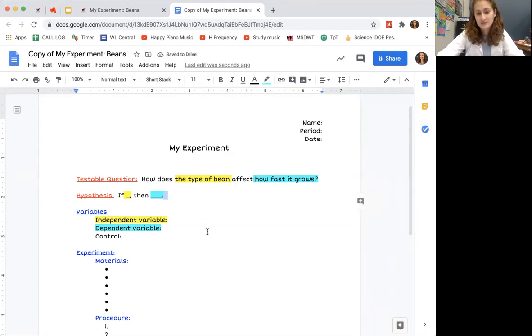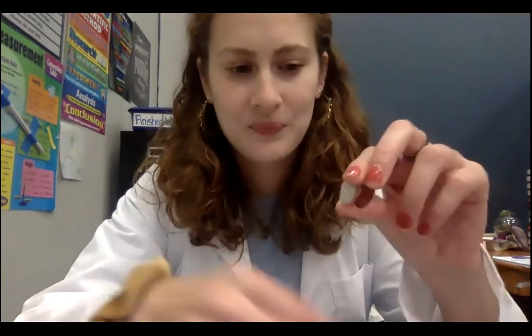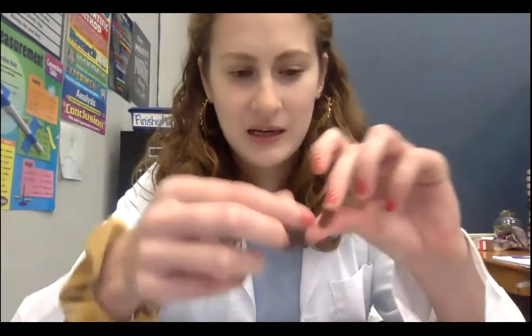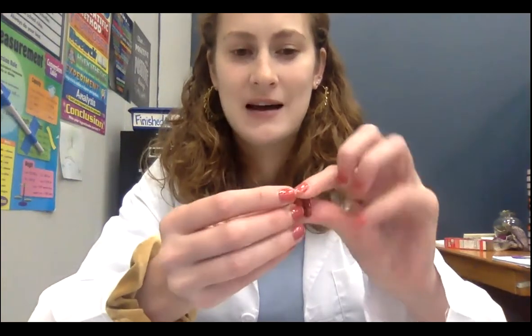So that's our question. I've chosen 3 different types of beans, and I got these beans from a bag of mixed bean soup. Notice they are dry beans, not in a can. I have this small dark brown bean, a big white bean, and a larger brown bean. I'm going to use 3 of each of them, so 9 total.